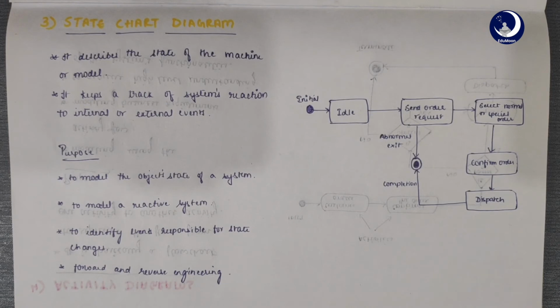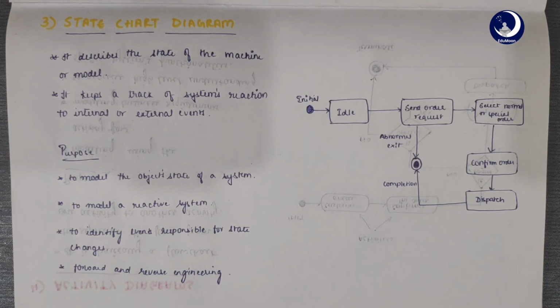The state chart diagram tells us about the state in which the system is in. That is, it describes the state of the machine or the model. It keeps track of the system's reaction to internal or external events. The purpose of state chart diagrams is as follows. They are used to model the object state of a system. They are used to model the reactiveness of a system. And they are also used to identify the events which are responsible for bringing about state changes. They are also used in forward and reverse engineering.